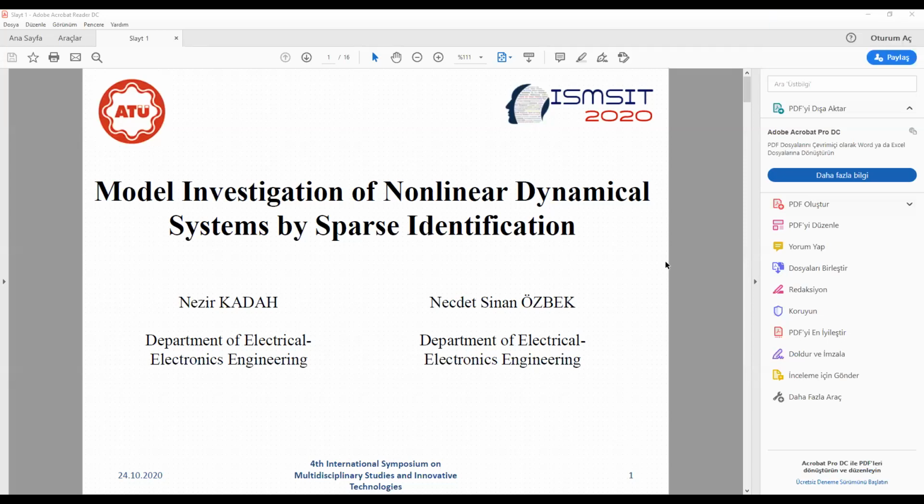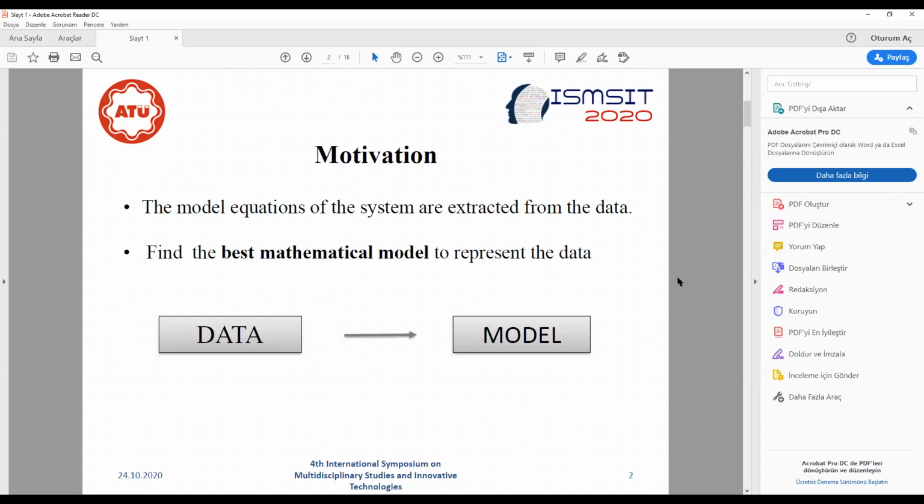Hi, everyone. My name is Nezir Kadah, and I am a PhD student at Adana Alparslan Turkish Science and Technology University. My supervisor is Professor Necdet Sidra Özbek. I am glad to attend the 4th International Symposium on Multidisciplinary Studies and Innovative Technologies. Today, I will talk about our last research, which is entitled Model Investigation of Nonlinear Dynamical Systems by Sparse Identification.